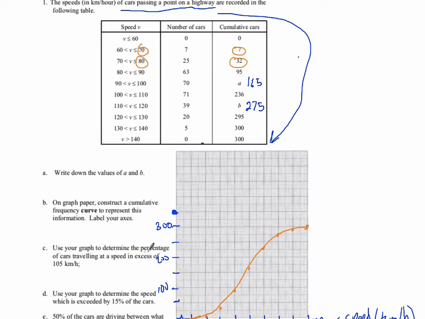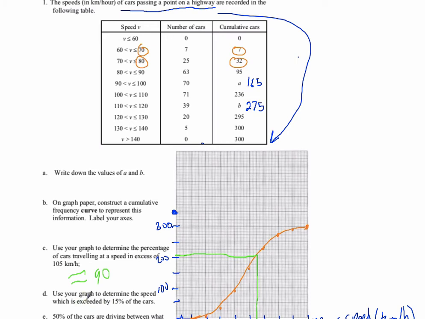Use your graph to determine the percentage of cars traveling at speed in excess of 105 kilometers per hour. The speeds are on the bottom, so 70, 80, 90, 105 is right there. So we can go up from 105, then across is a little bit more than 200. Maybe I'll say about 210. Well, 210 are less than that amount, so about 90 are more than that amount, so be careful of the wording.